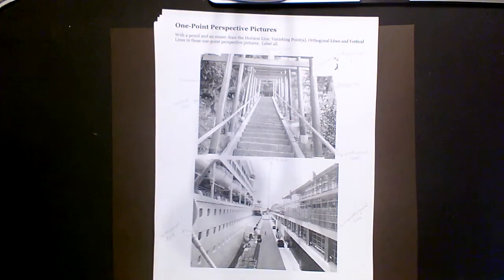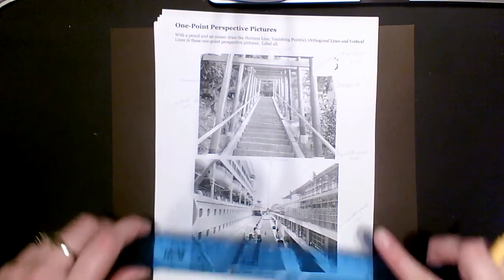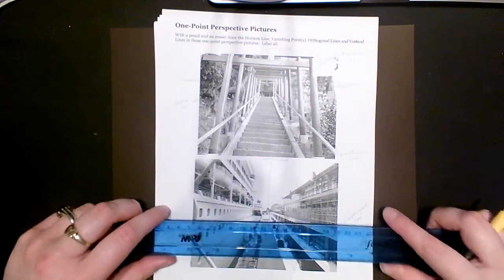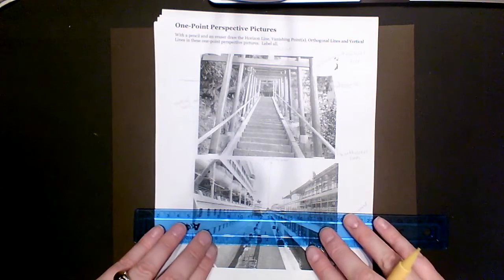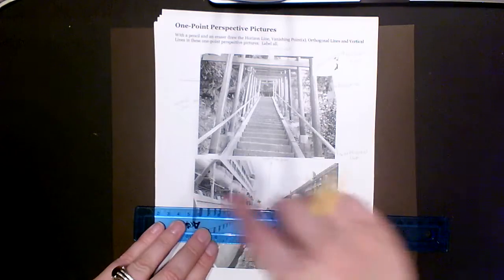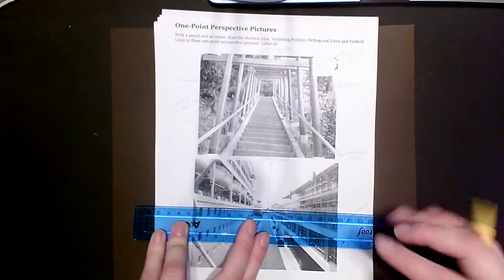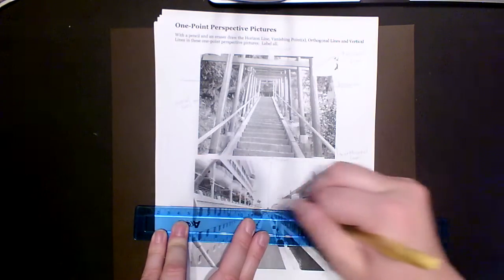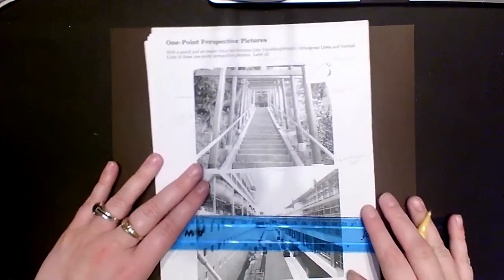Okay. Now that I have my vanishing point found, since my horizon line is along my vanishing point, I can find that now. So I'm going to try to eye it so that it's pretty even from the top of both sides of the picture. And now I can draw in my horizon line.